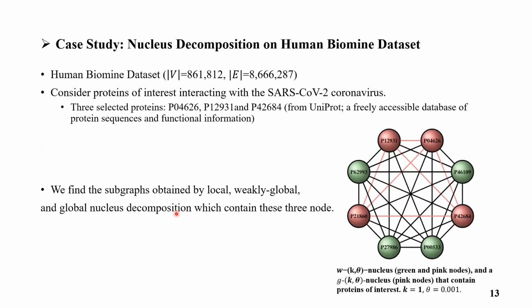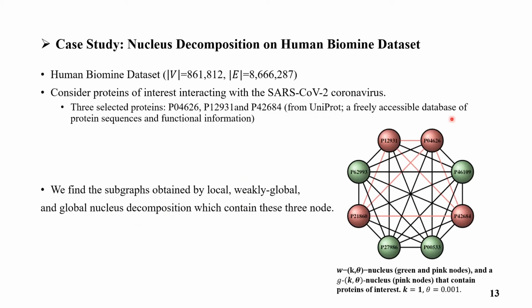We also apply nucleus decomposition on the human Biomine dataset. This dataset contains human proteins or genes and interactions among them. We consider proteins that have literature support for their interaction with coronavirus. These proteins are given here, which are from the UniProt database. We find the subgraphs obtained by local, weakly global, and global nucleus decomposition which contain these three nodes.